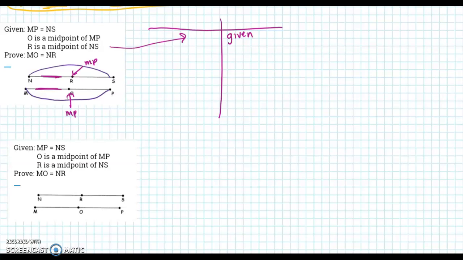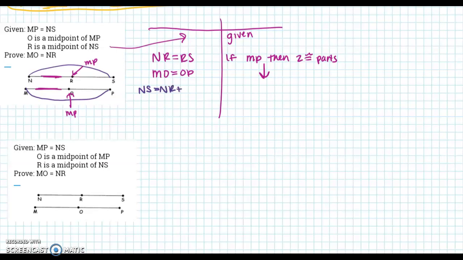Since we have a midpoint, we know that NR is equal to RS. And we know that MO is equal to OP. And you don't have to write this long way down if you do not wish to. Then I would have to say something about NP and NS. So I would have to use a segment addition postulate. So NS equals NR plus RS. And MP equals MO plus OP.